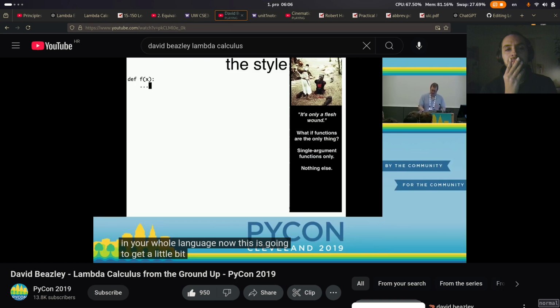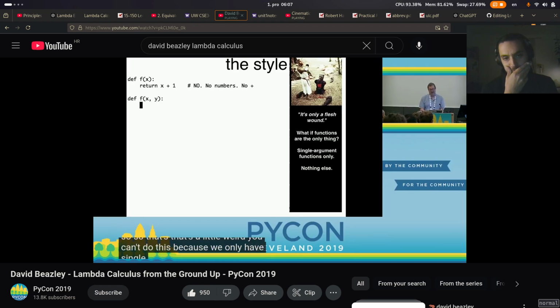Now this is going to get a little bit mind-bending because you're thinking of a function like if you said return x plus 1. No, there's no numbers. And there's no plus either. We don't have any operator. So that's a little weird. You can't do this because we only have single argument functions.